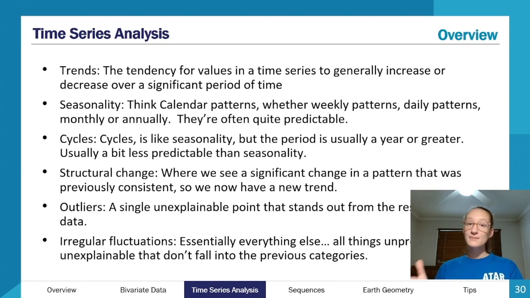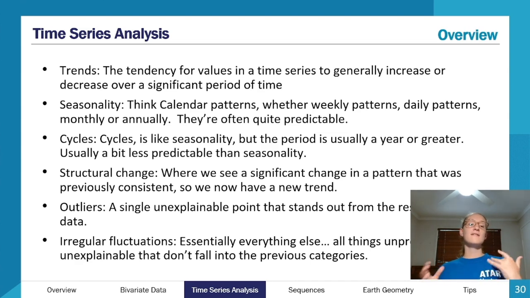Next one, outliers, which you're probably pretty familiar with. It's just a single unexplainable point that stands out from the rest of your data. To make that point clearer, if you follow my laser pointer, our structural change example was when we had a continued pattern, then a structural change, and then a new pattern. But if we had an outlier, we're following our pattern, we've got one outlier, but then we go back to our regular pattern. That's the difference between our structural change and our outliers.